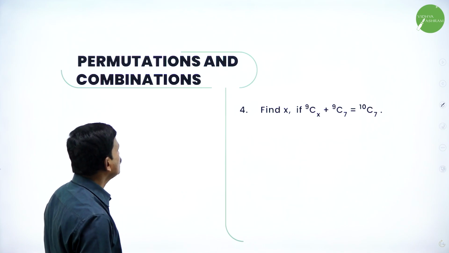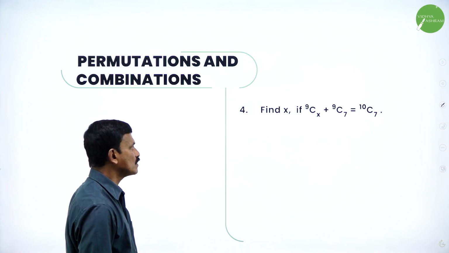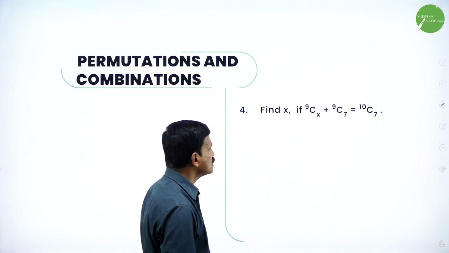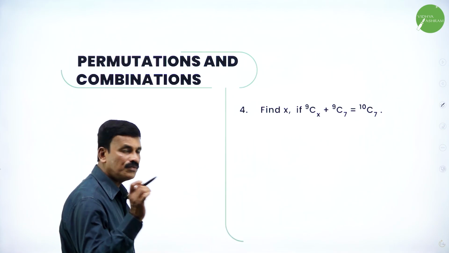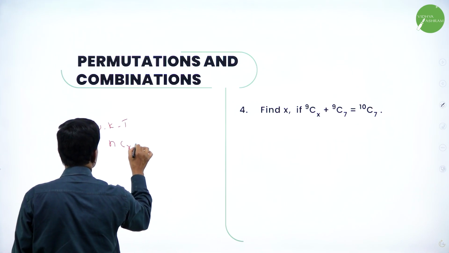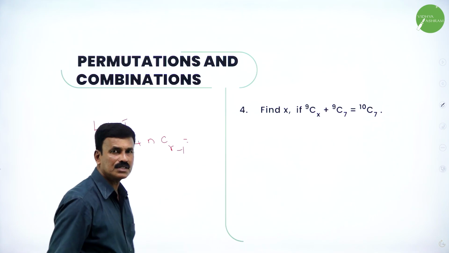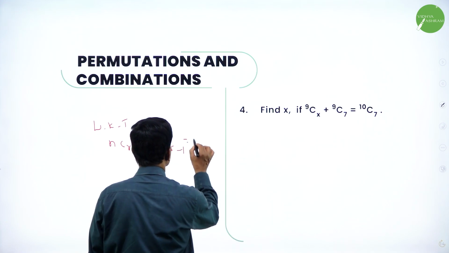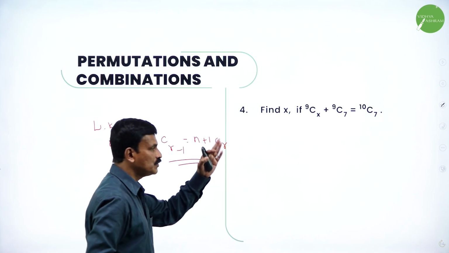Find x. Same. Find x if 9Cx plus 9C7 is equal to 10C7. Find the value of x. Same as the previous problem. Now we know this relation. We know that nCr plus nC(r minus 1) has a relation, right? What is this equal to? This is nothing but (n plus 1)Cr. So using this relation, you can find the value.